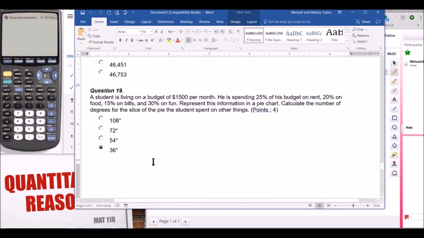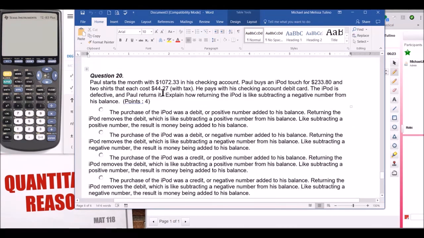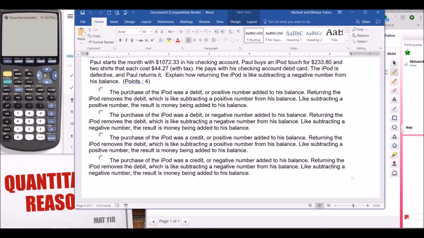All right, we got one more question here. Paul starts the month with this much in his checking account. This is similar to the other question. Explain how returning an iPod is subtracting a negative number from his balance. That's kind of weird. Let's see what this means here.